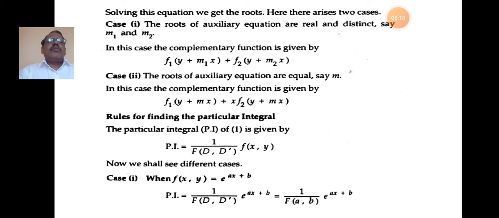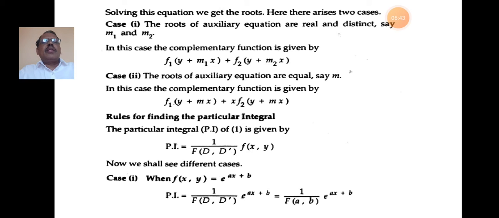Particular integral PI is equal to 1 by f of (D, D') into f of (x, y). Now we take case 1: f of (x, y) is equal to e to the power of (ax + by). Particular integral is 1 by f of (D, D') into e to the power of (ax + by), equal to 1 by f of (a, b) e to the power of (ax + by). That is, substitute the value of D as a and D' as b.